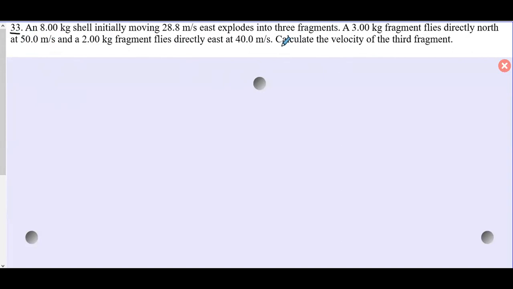So it didn't give us the mass for this 3rd fragment, but you can easily figure that out just by taking 8 minus 3 minus 2, and you should just be left with mass 3 is equal to 3 kilograms. We'll come back to that later, but just right off the bat, even though that's not given, you can quickly figure that out through quick subtraction. So that's our question we're going to do.